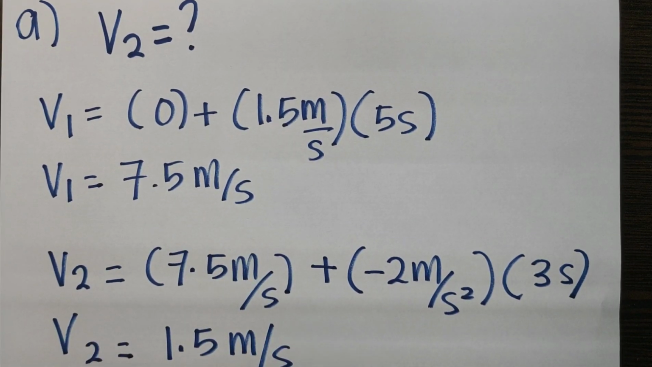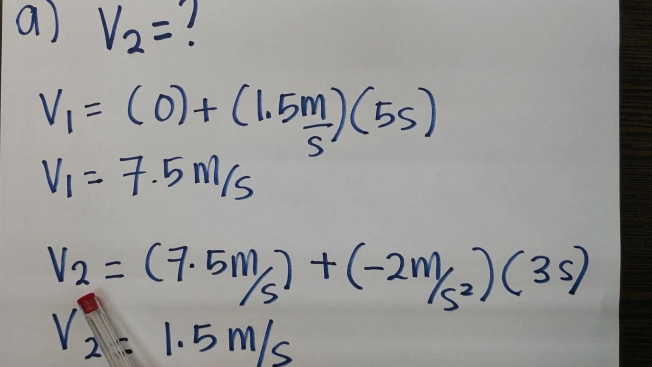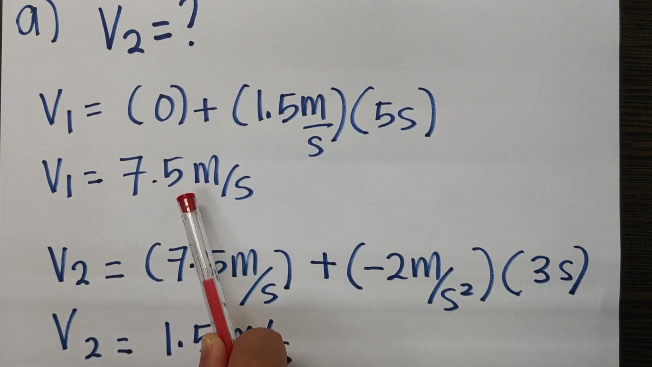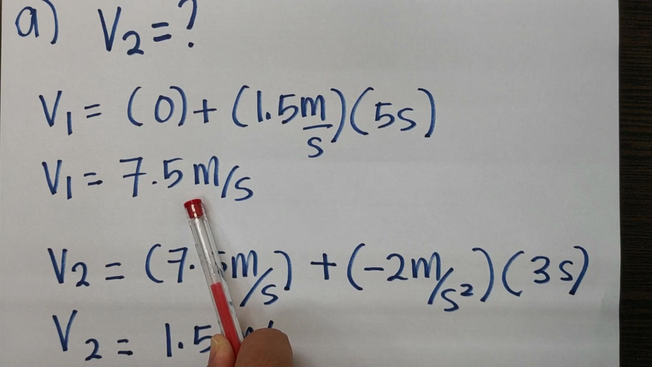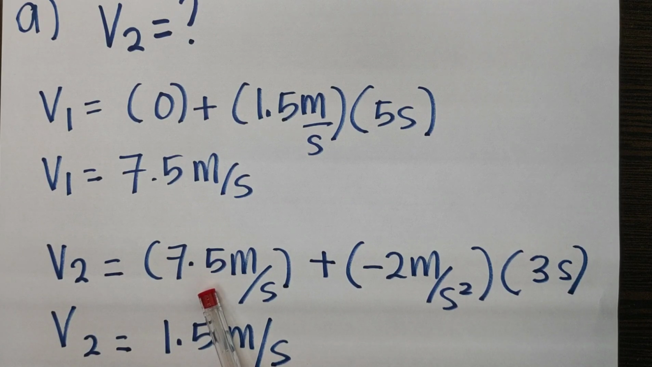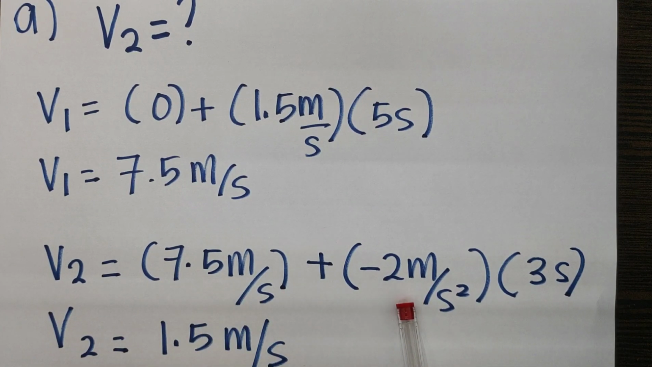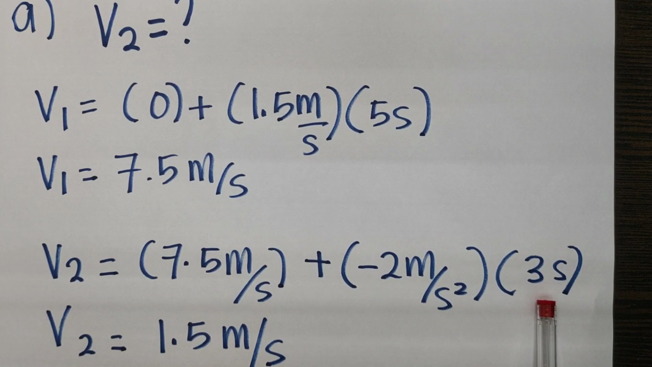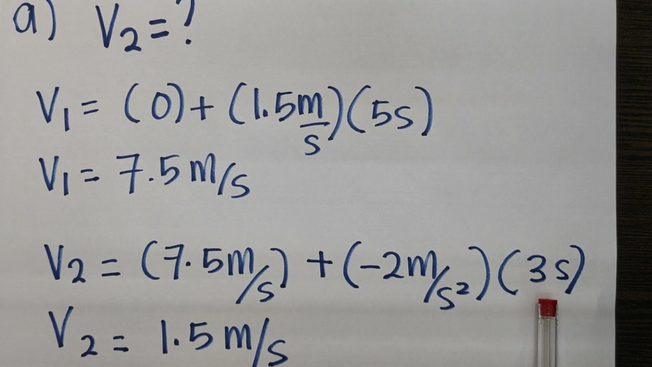Next, we use the same equation to calculate V2, which is at the end of the braking period. So the initial velocity of the second part would be the final velocity of the first part. So we take 7.5 meter per second to be our initial velocity, and the acceleration on the second part is negative 2 meter per second squared, and the time where the driver applies the brake is only 3 seconds, which is 8 minus 5 seconds. Then you get V2 equals 1.5 meter per second.